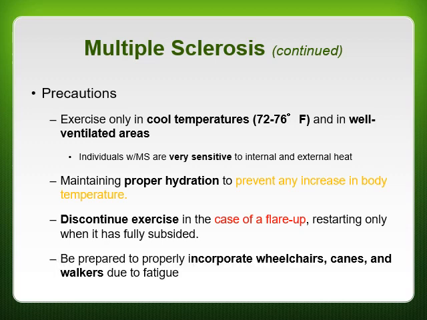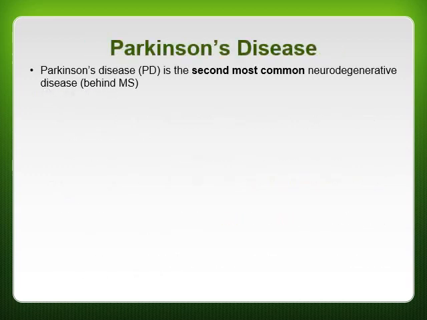You might need to bring in some adaptive equipment, things to help you out. Wheelchairs, canes, and walkers, these are all going to be nice instruments or adaptive devices that you can implement because they are going to be a bit fatigued. So that's it for MS. Let's switch now to Parkinson's disease.